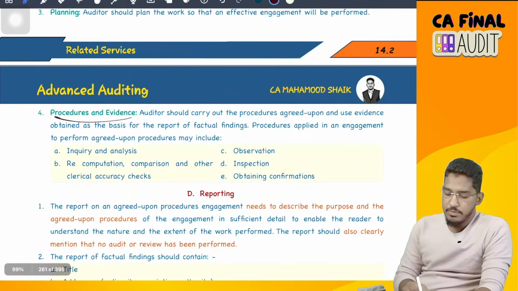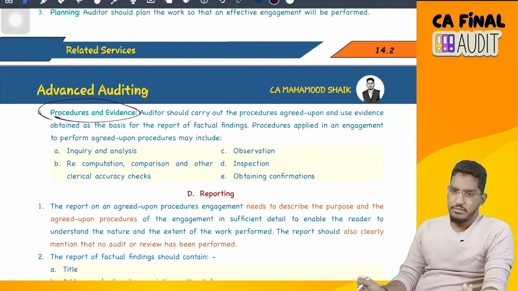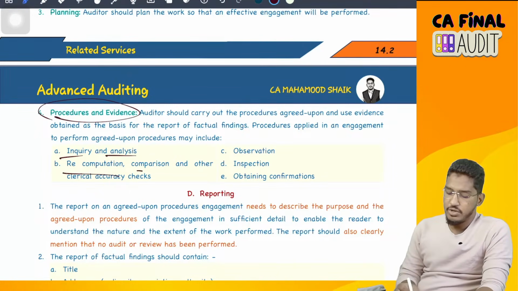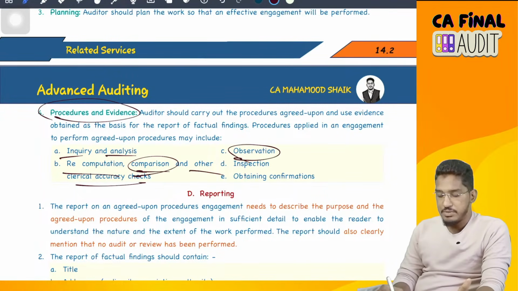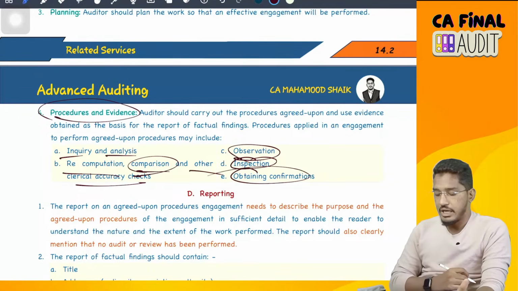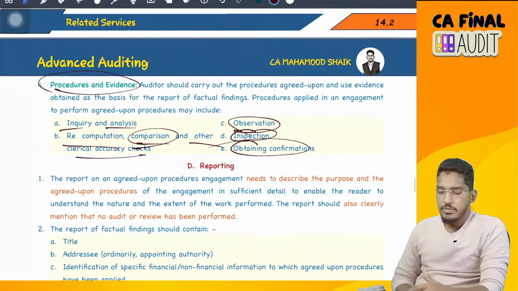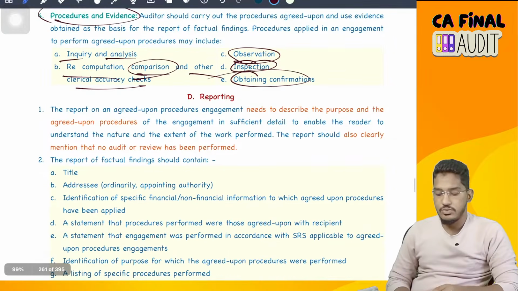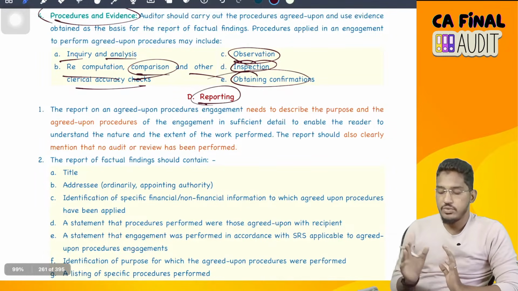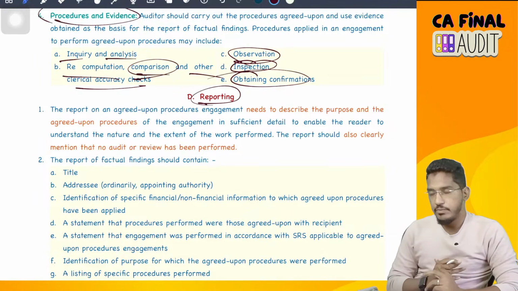Next, what procedures will you perform? Procedures similar to audit we will perform, like inquiry, analysis, recomputation, comparison, and other clerical accuracy checks like arithmetical accuracy, and analytical procedures. Observation we will do, inspection we will do, or confirmation we will obtain. Whatever procedures we do in the audit, similar procedures we are going to do even in the agreed upon procedures. And then finally reporting we will do.